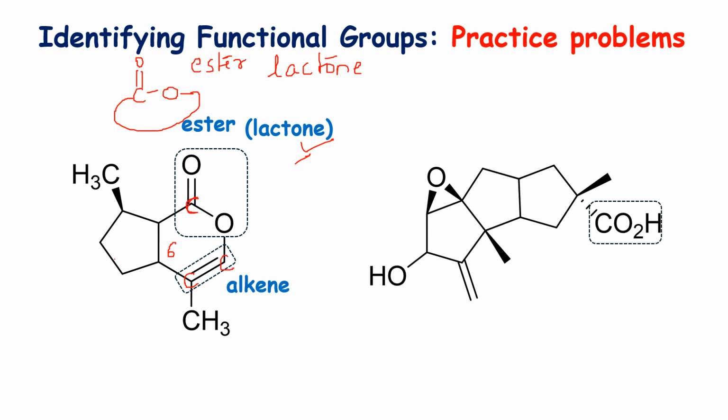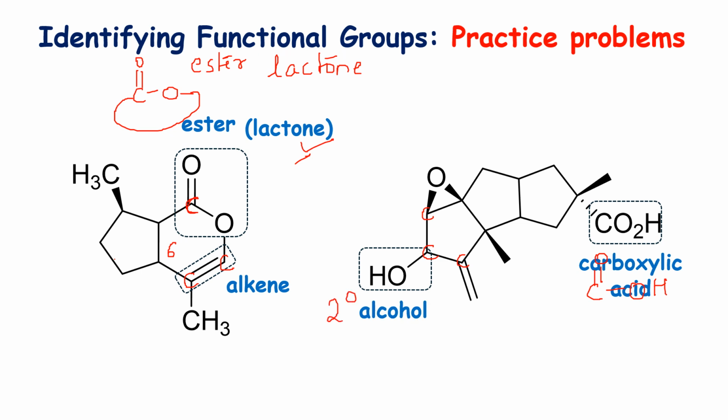In this molecule, we have CO2H. So if we open the structure, that means there is a carbonyl and there is OH together, so it's a carboxylic acid. Next we have OH. Carbon holding the OH is attached to 2 carbon, so it's an example of secondary alcohol. There is a carbon-carbon double bond, so we have alkene.